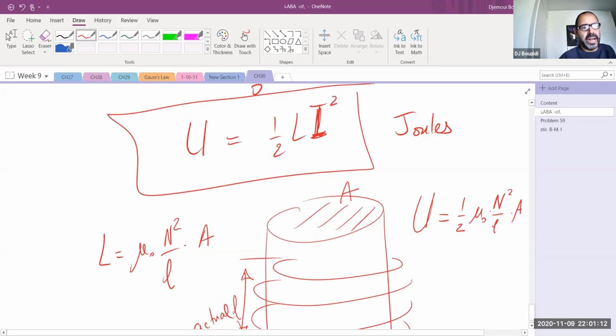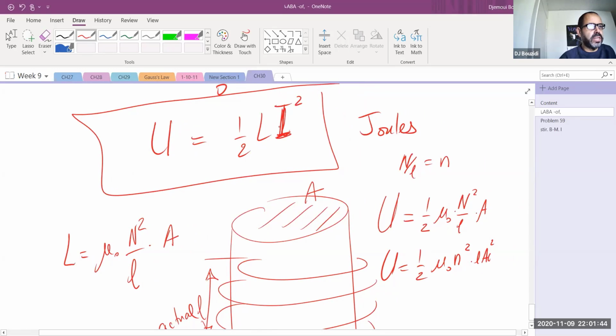Alternatively, I can multiply it by L, and I have the energy equal to 1/2 of mu naught times N squared divided by, I multiply by L, now I have N squared times LA. Remember, N over L is equal to little n, the packing density in here, times the current squared, I squared. Don't forget that you have to have a current in here.